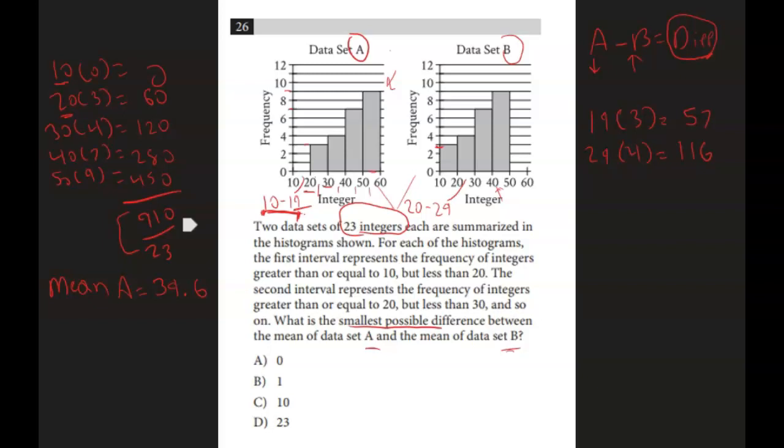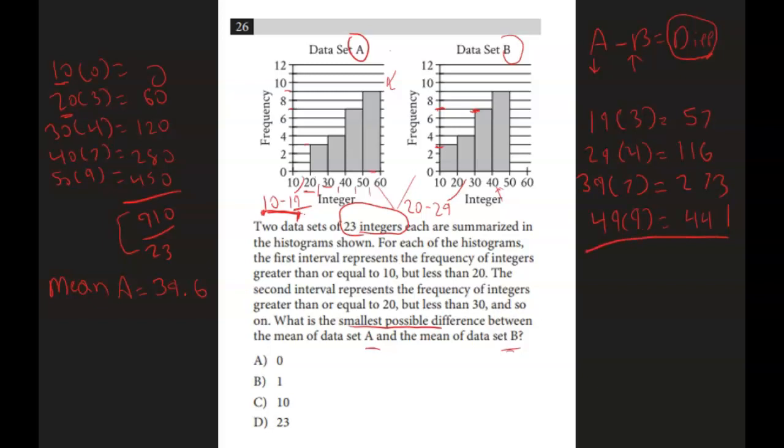And then we're going to have 39 here, and we're going to have 7 of those. So 39 times 7, and that's going to equal 273. And then we're going to have 49 times 9, and that's going to equal 441.